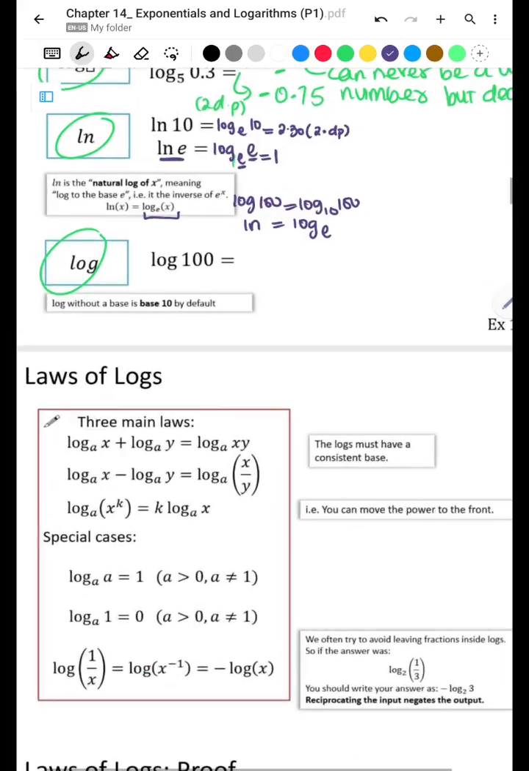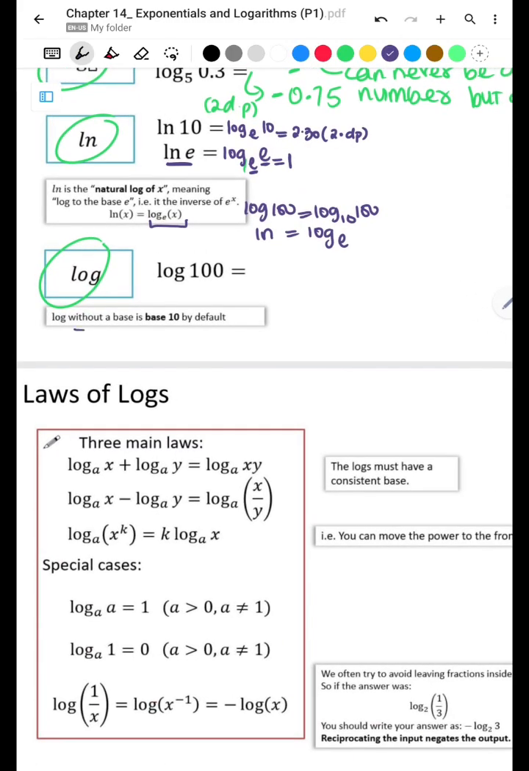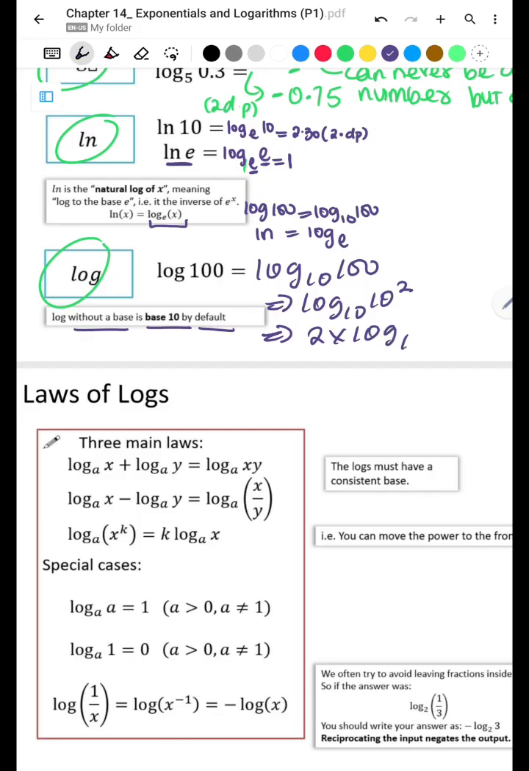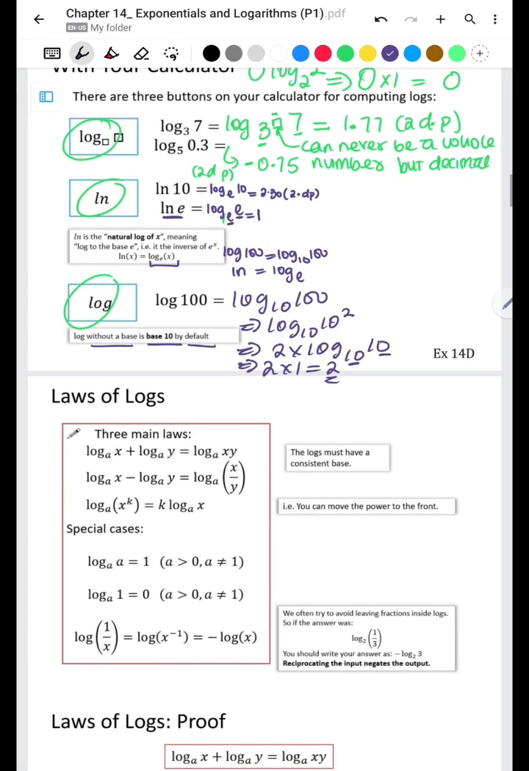Log base 100. I never knew this was even there. So log without a base is base 10 by default. So this is log base 10 of 100, which is the same thing as log base 10 of 10 squared. Law of logarithm, 2 times log base 10 of 10. They have the same base, so the actual value is 1. So 2 times 1 is equal to 2. So that's my final answer for that.